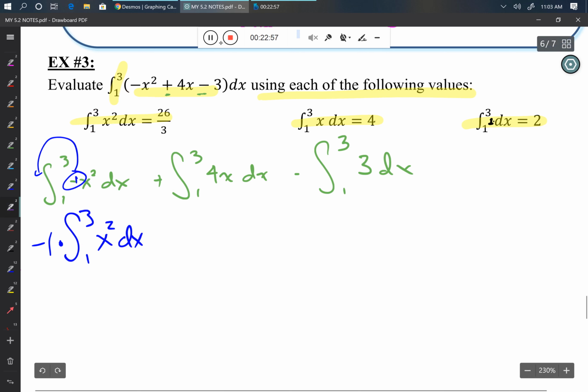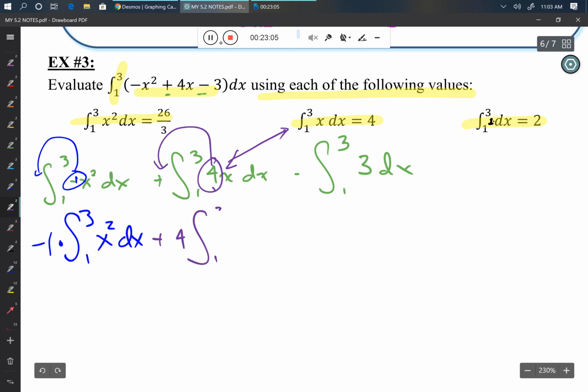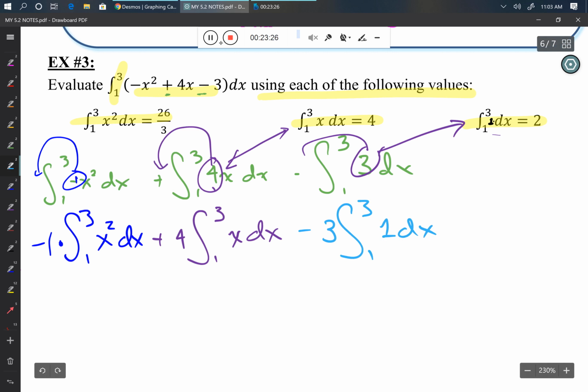Moving to the second one. Well, these two almost match except for that stupid 4. But I can just pull that 4 out in front, and now I've got plus 4 times the integral from 1 to 3 of x dx. Right? Moving on to the last one. Hey, these look a lot alike, except this is a 3 and that's a 1, so I'll just factor that 3 out. And I'll get minus 3 times the integral from 1 to 3 of 1 dx.